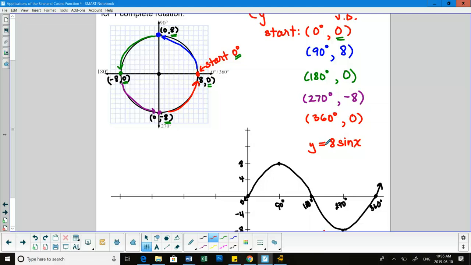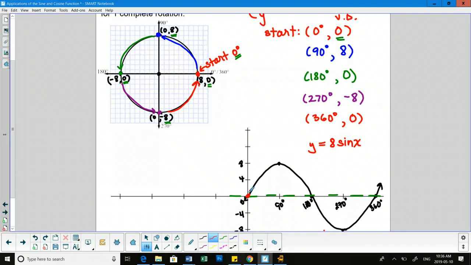Because the period is still 360. The center of my graph is at 0, right? We can see this is a C value. And my rising midline is actually on 0. So that's usually the D value of sine. So that's also 0. Okay?